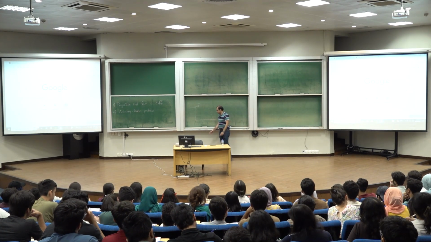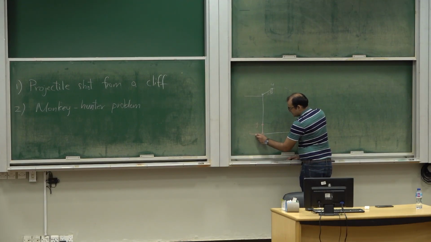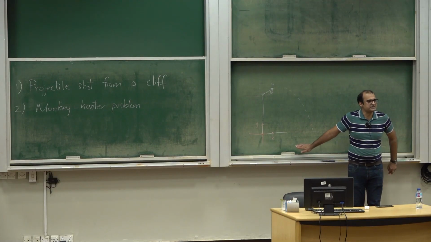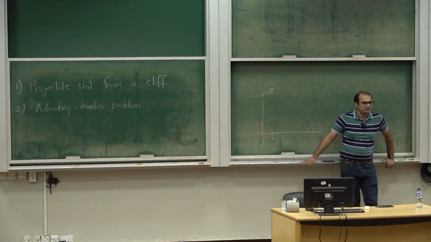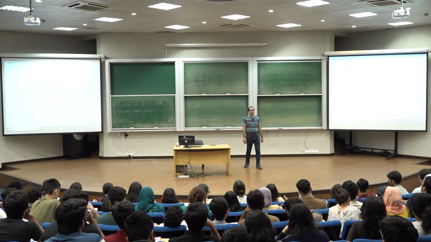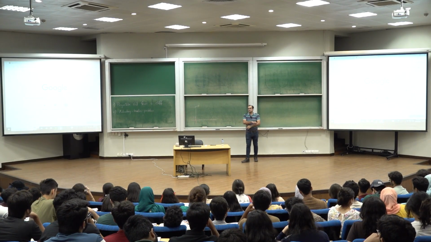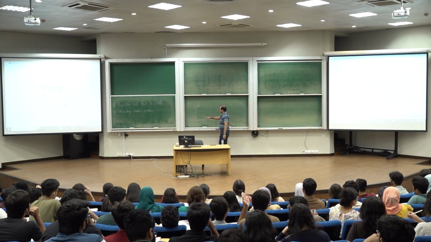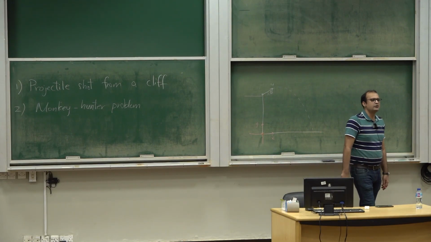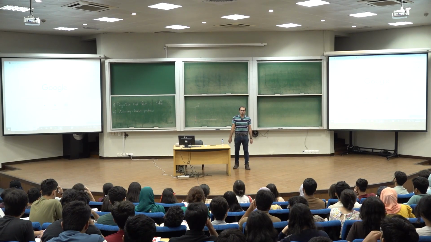The mathematical description of the base of the cliff with this coordinate system is very straightforward. What's the mathematical description of the base of the cliff? y is equal to 0. The y component of the position vector of any point at the base of the cliff should be 0. If you place the origin over here, the initial position vector of the projectile is the 0 vector, of course. But the description of the base of the cliff is slightly more complicated.